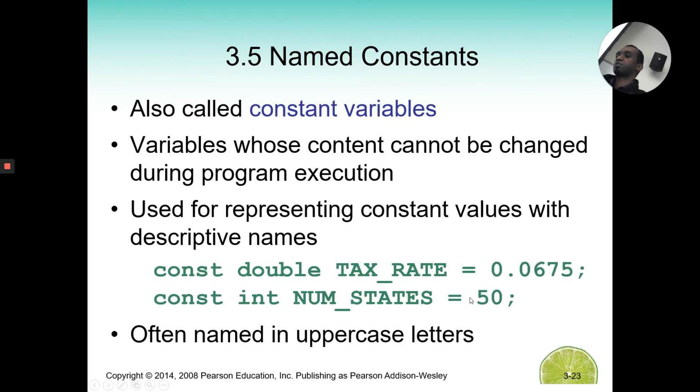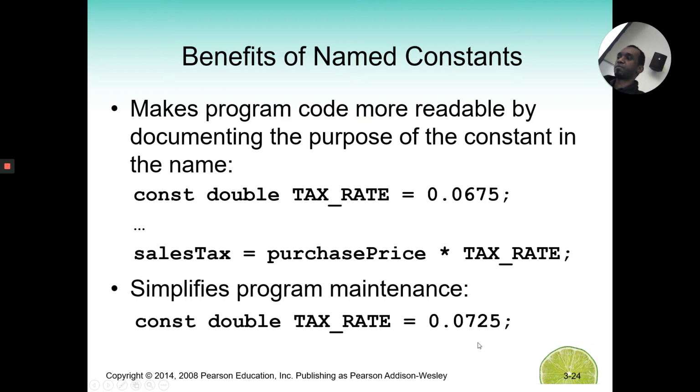These are also called named constant values. They are variables whose content cannot be changed during program execution. These are constants, for example tax rate, used for representing constant values with descriptive names. So here you can say const double TAX_RATE, or const int NUMBER_OF_STATES. Often uppercase letters are used.